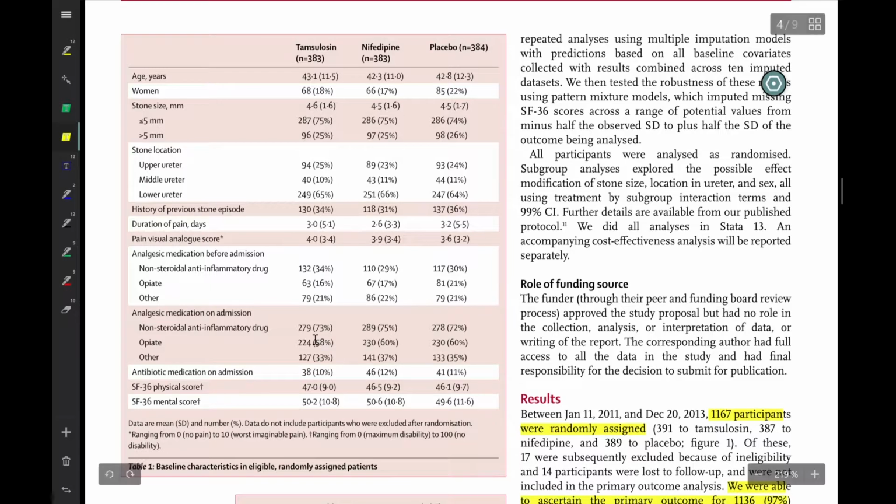Further, they state here, all participants were analyzed as randomized, and subgroup analyses explored the possible effect modification of stone size, location in the ureter, and sex, all using treatment by subgroup interaction terms and a 99% confidence interval, which further corroborates my estimation of a low risk of detection bias.